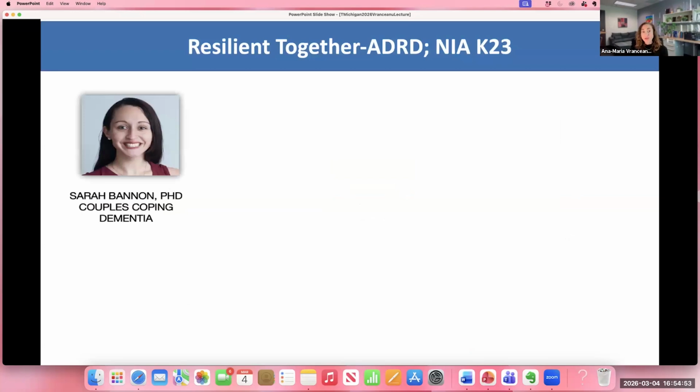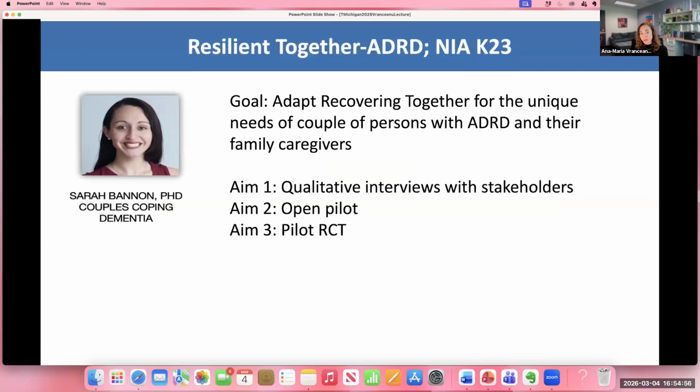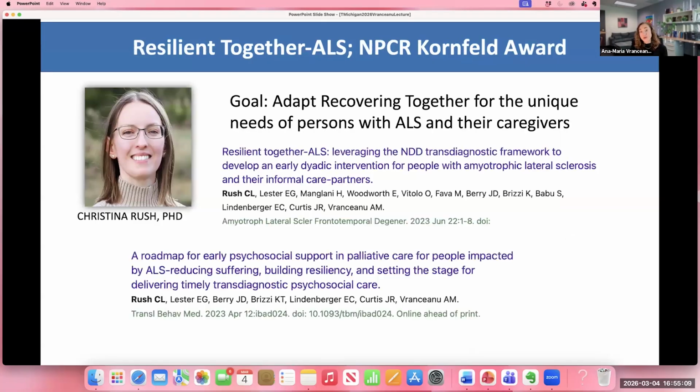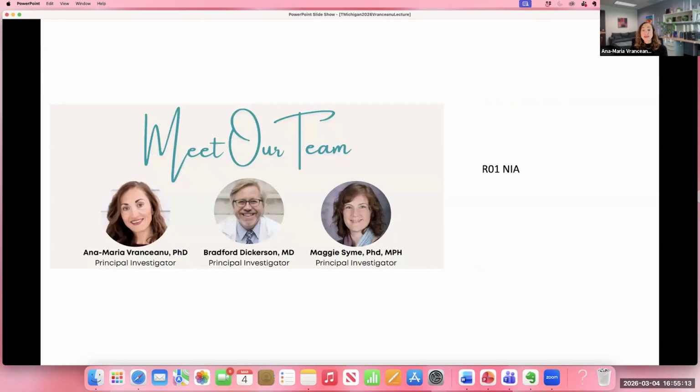Sarah Bannon has a K23 where she is adapting Recovering Together for dyads of dementia patients with dementia, as well as family caregivers. Then Christina Rash is doing this work in ALS. She started with a Kornfeld Award, and now she has a K23 as well, which is really exciting.